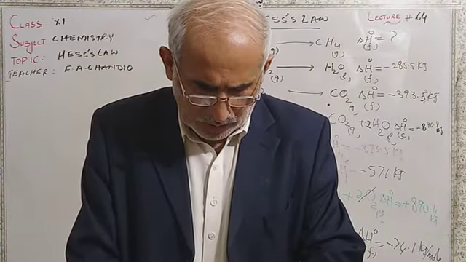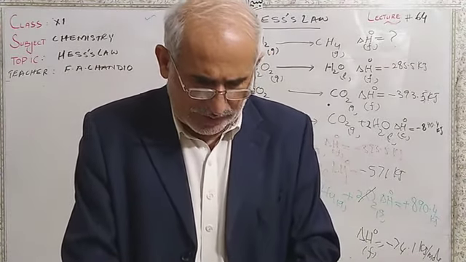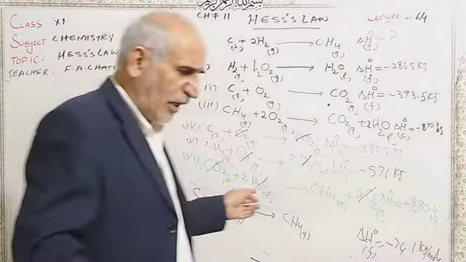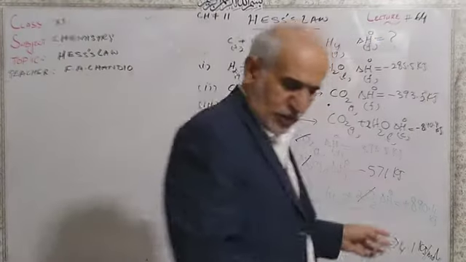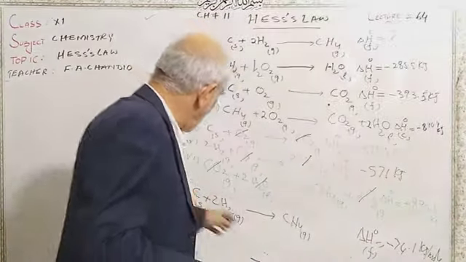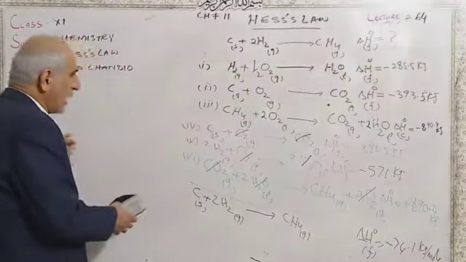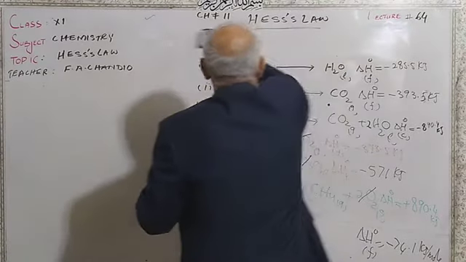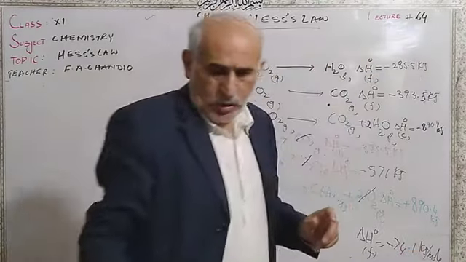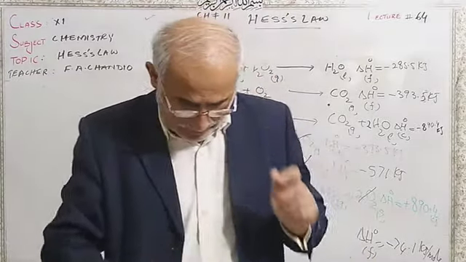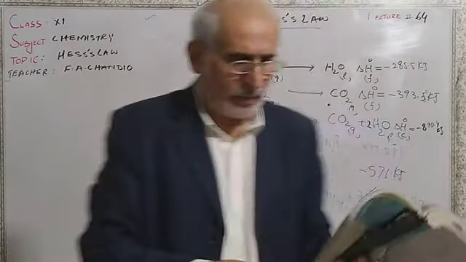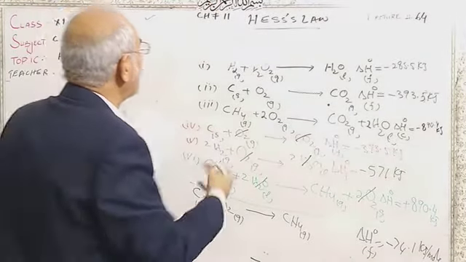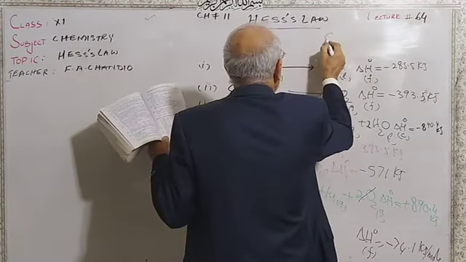Suppose I am going to do question number 23 according to your exercise questions. I am going to omit this. So you have to see well, and you have to write in your copies. I am going to solve now. The question is: calculate the standard enthalpy of formation of acetic acid. This is the question.